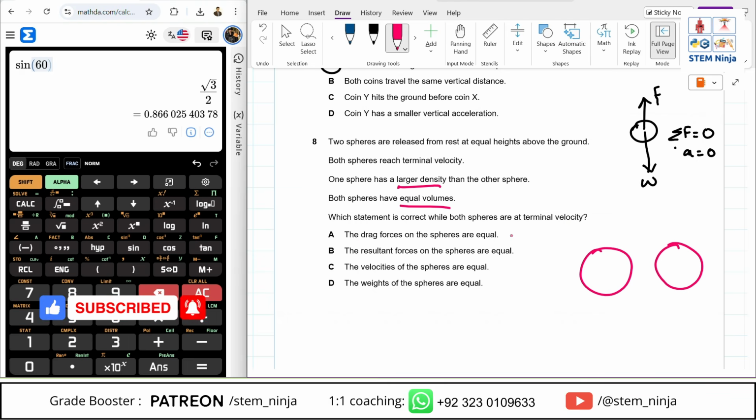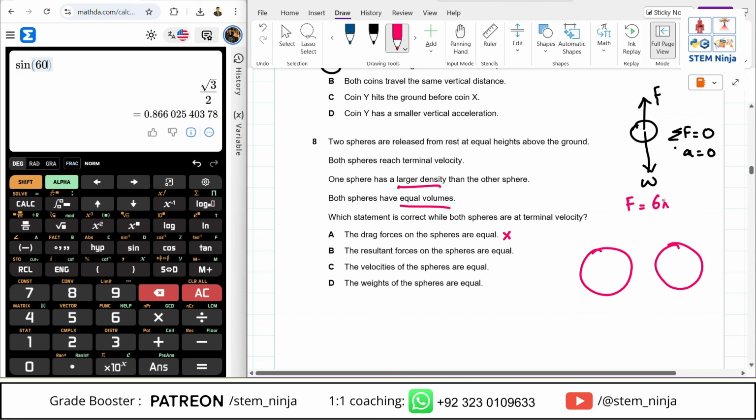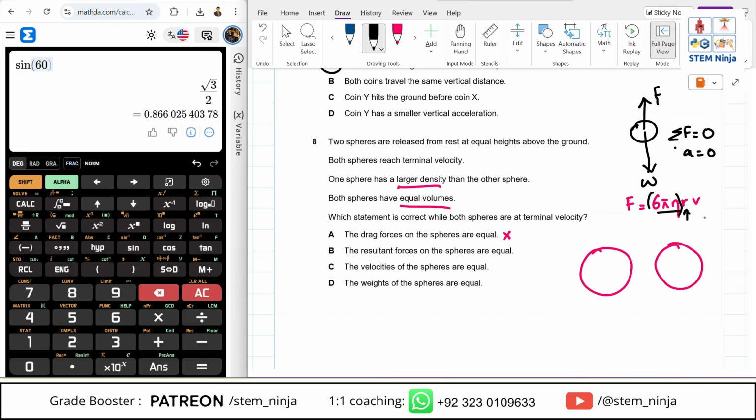Drag forces on the spheres are equal. No. Why? Because although the drag force equation, this is not part of the syllabus, but you might see this in past papers or something. This is just a constant, but this is the radius of the spherical object and this is the velocity of the spherical object. Since the radii are the same, this means that the velocity is going to be the deciding factor.